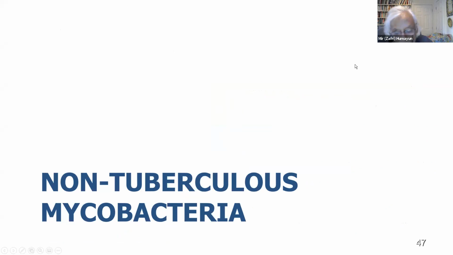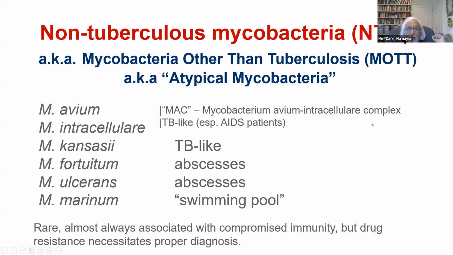All right, so let's move on to a brief consideration of non-tuberculous mycobacteria. These non-tuberculous mycobacteria are given various names, various abbreviations. NTM, they're also known as mycobacteria other than tuberculosis, MOTT, also known as atypical mycobacteria. Those species are listed here. You don't need to remember all of them, but you have to remember what they are collectively.